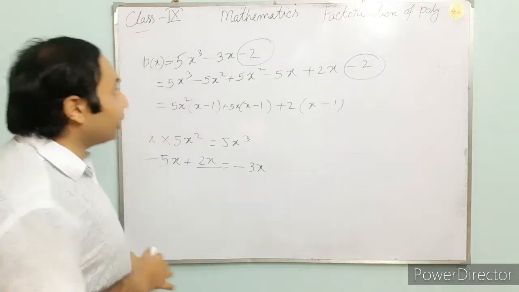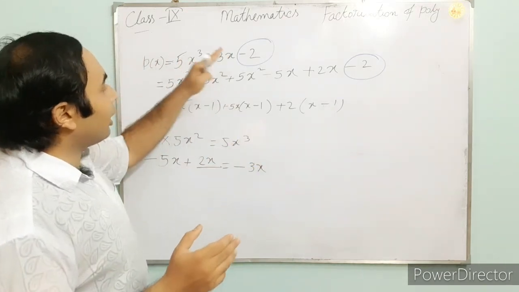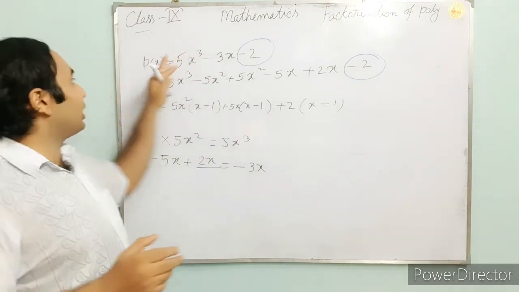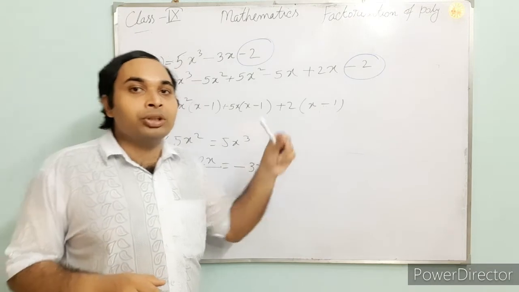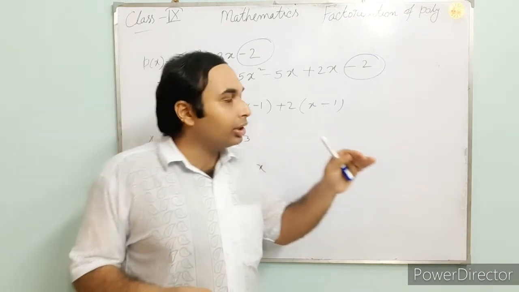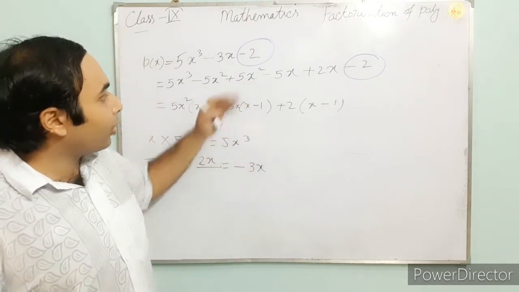I repeat again what I have done here. First of all, we have to find the number a such that P(a) is coming 0. Whenever P(a) is coming 0, according to the factor theorem, we can say x minus a is a factor of this polynomial.